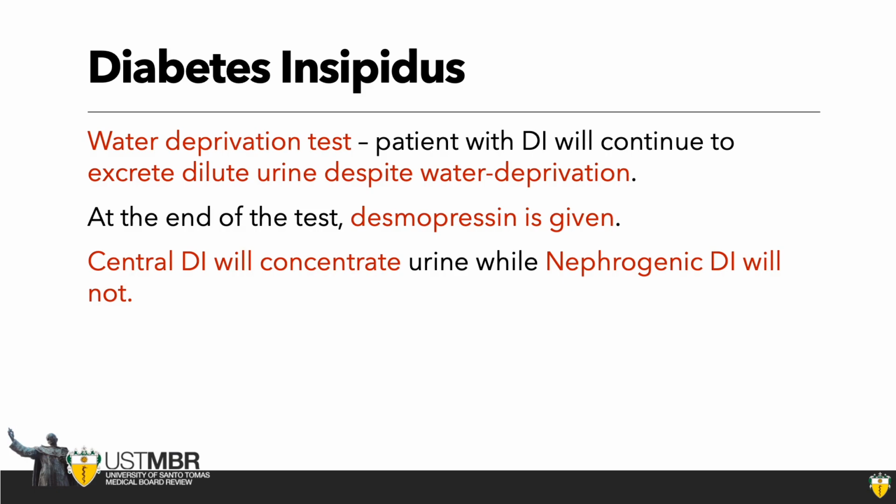And at the end of the test, we'll try to inject desmopressin. If the patient starts to concentrate, that means there's nothing wrong with the distal tubule. You have a deficiency of the antidiuretic hormone, so the diagnosis will be central diabetes insipidus. If despite injecting exogenous antidiuretic hormone the kidneys do not respond and they continue to excrete dilute urine, then the diagnosis is nephrogenic DI.